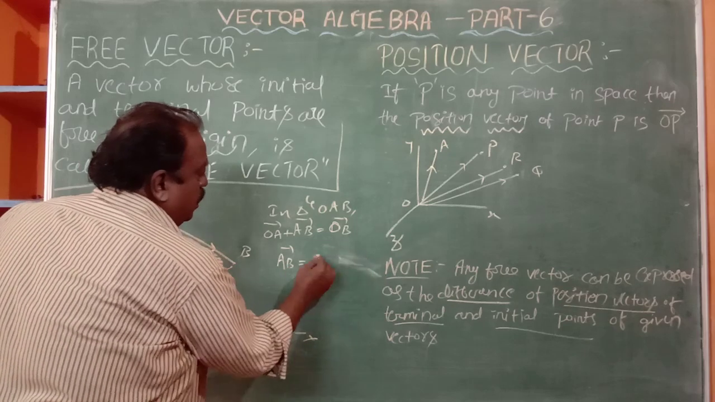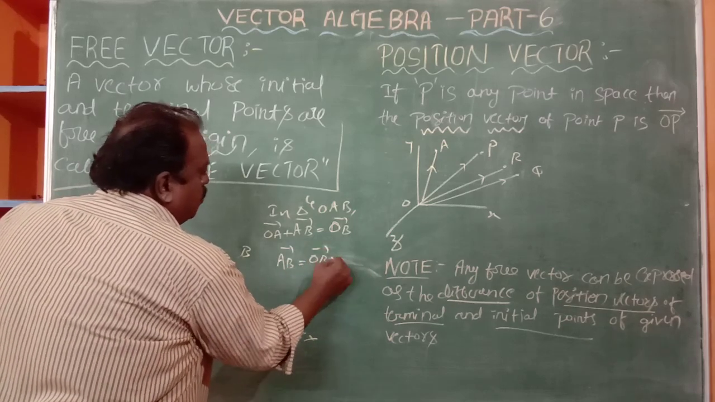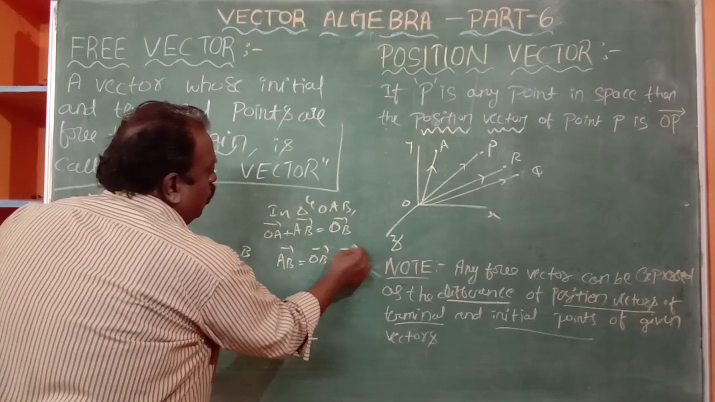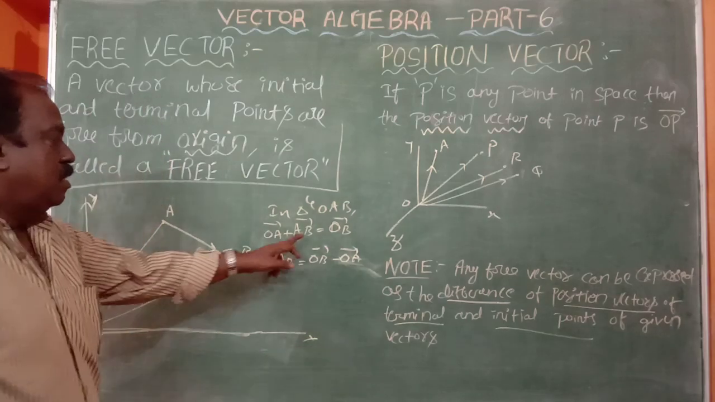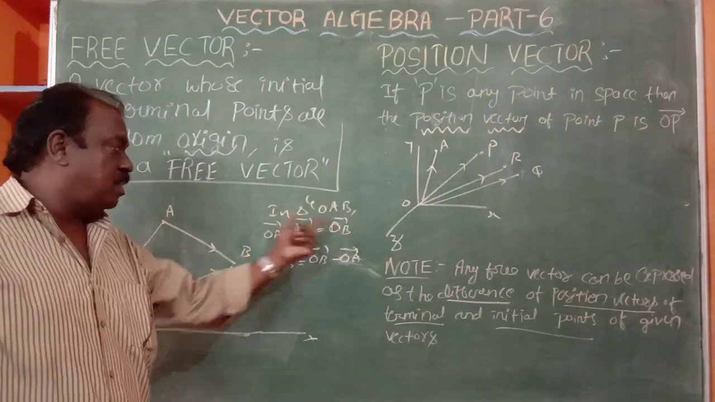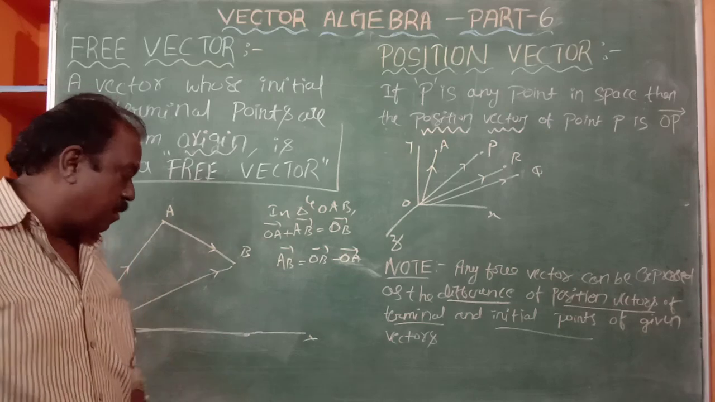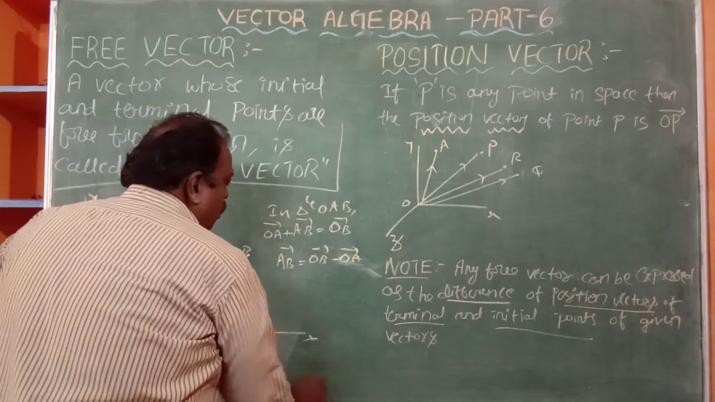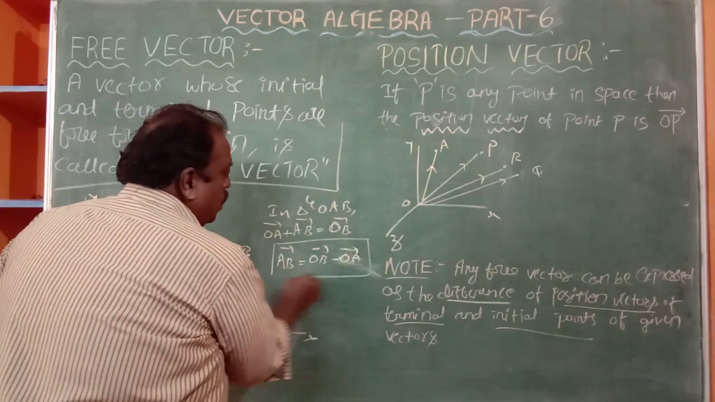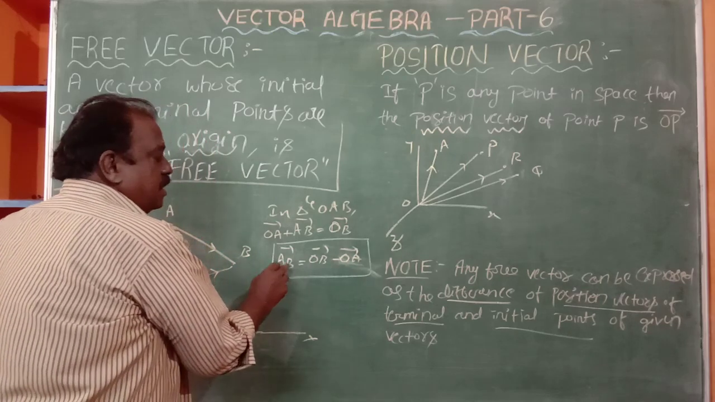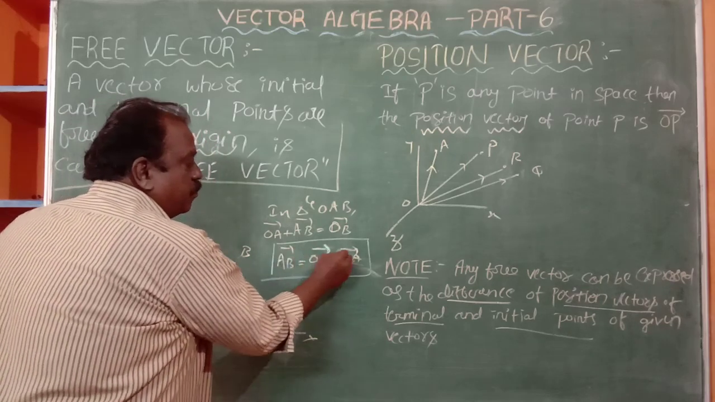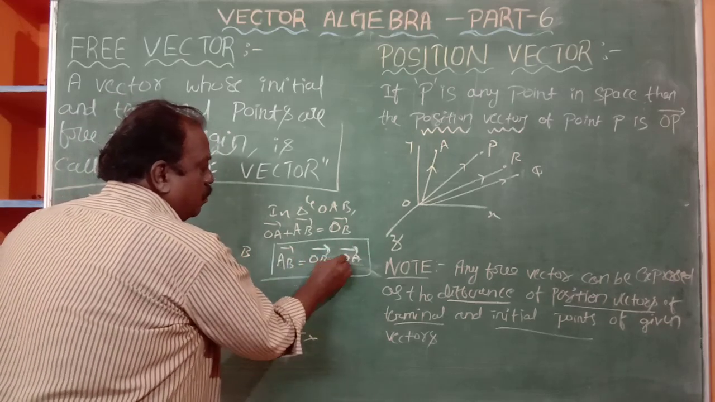AB bar is OB bar minus OA bar. You agree? I am sending OA bar to that side, so AB bar is OB bar minus OA bar. Now you see, AB bar is nothing but OB bar minus OA bar.